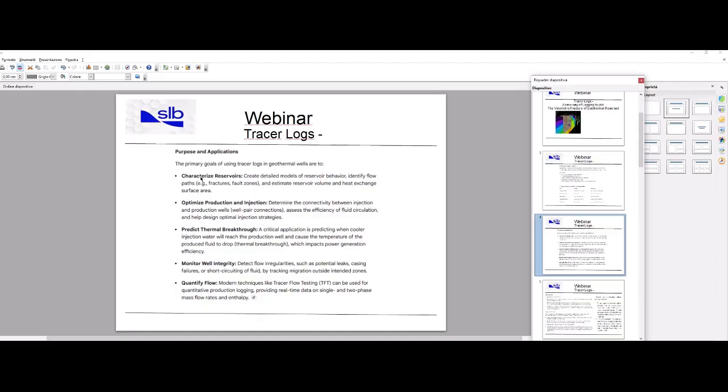quantitative flow. So modern techniques like tracer flow testing, the TFT as it is called, can be used for quantitative production logging in alternative to PLT, providing real-time single and two-phase mass flow rates, and also estimate the enthalpy, how we can change the enthalpy in the reservoir.